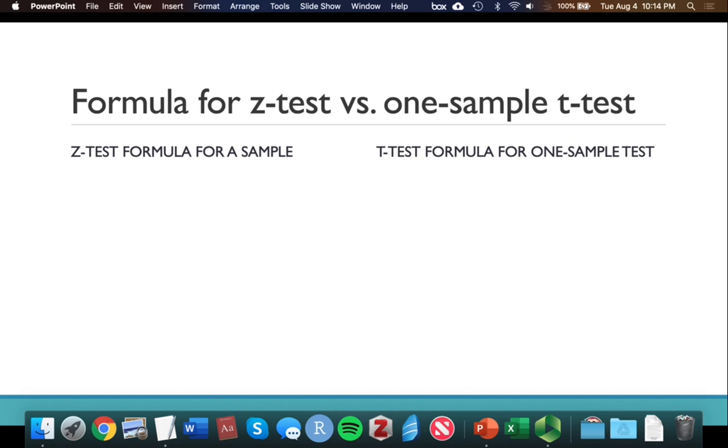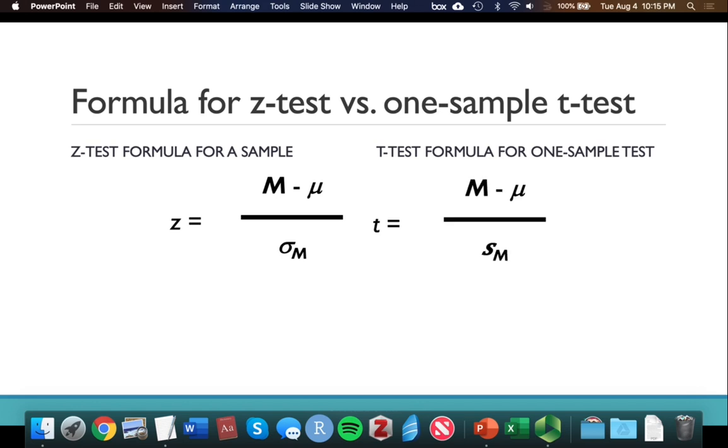Let's compare the formulas for a z-test versus a one-sample t-test. You'll recall from our lecture last week that the formula for a z-test involves finding the difference between the sample mean, represented by M, and the hypothesized population mean, represented by mu. To calculate a one-sample t-test, we find the difference between the sample mean M and the hypothesized population mean mu, just like we did for the z-test. Notice that the numerators, the top of the fractions, are identical.